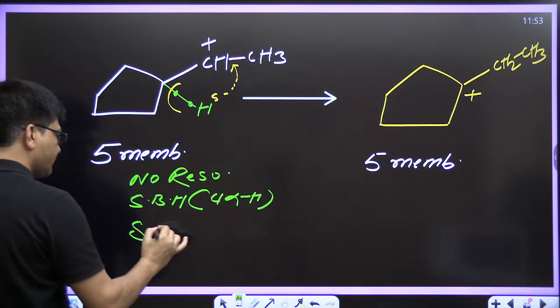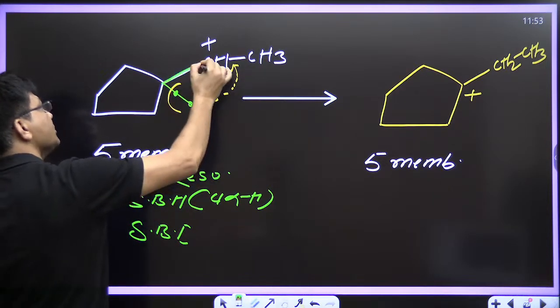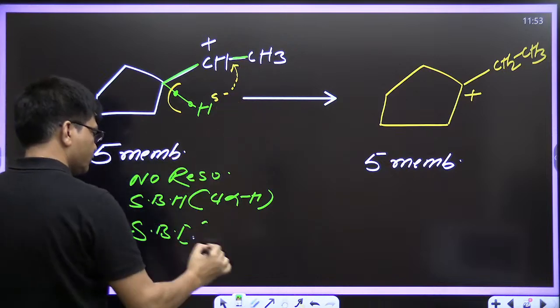Stabilized by inductive effect. What is the degree? This carbon is attached with 2 carbons, 1 carbon, this carbon, 1 carbon, this, 2 degree.